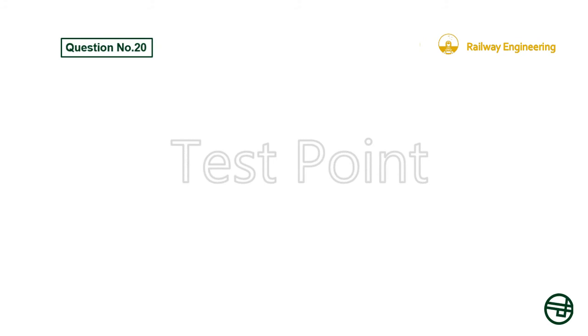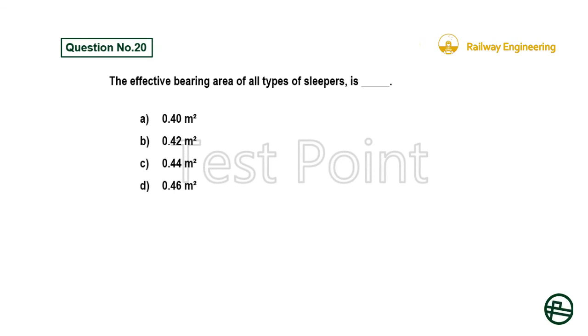Question number 20. The effective bearing area of all types of sleepers is: Option A, 0.40 square meters. Option B, 0.42 square meters. Option C, 0.44 square meters. Option D, 0.46 square meters. Answer is option D, 0.46 square meters.